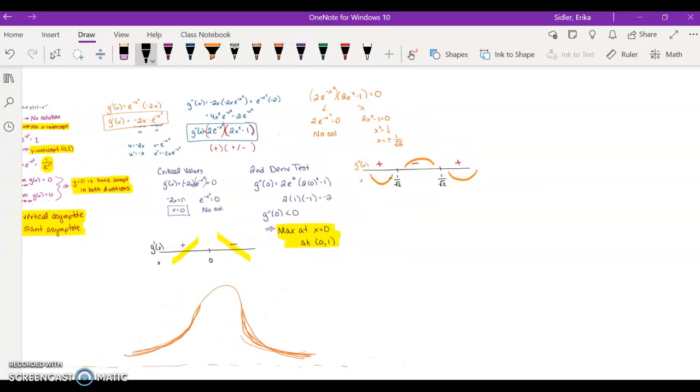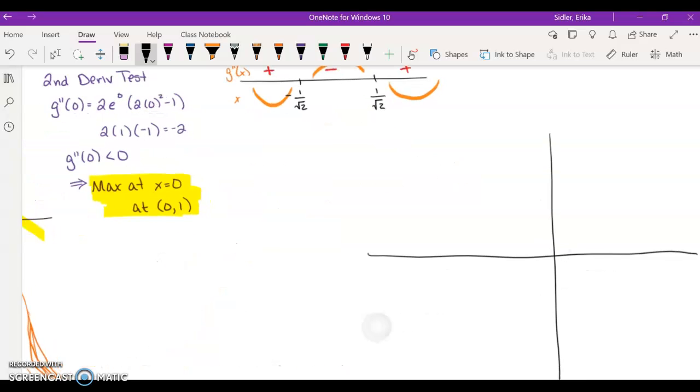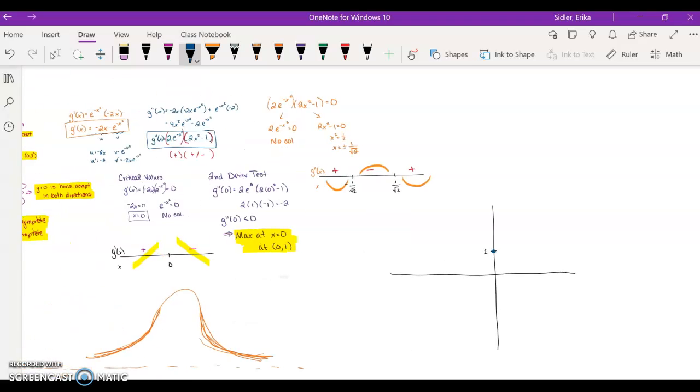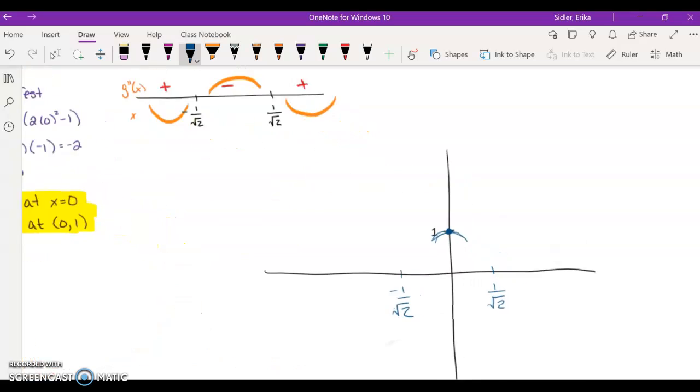All right, let's sketch a graph. We've got a y-intercept at (0, 1). (0, 1) is also a max. And so I know my function's going to kind of do this. And then I know the inflection points are at 1 over root 2 and negative 1 over root 2. So that's not a place where it turns around and starts going up, but it's a place where it changes from concave down to concave up. And so here's what that's going to look like.